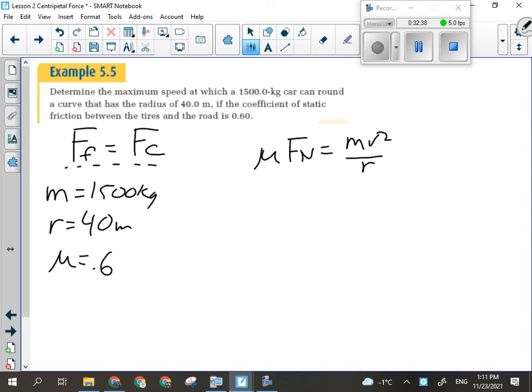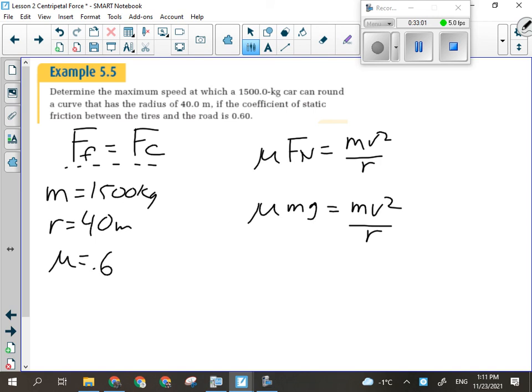Because this is an unbanked corner, normal force is actually equal to what force? Force of gravity. So I can substitute this. Now we were talking about this earlier. Mass is on both sides. What does that mean?